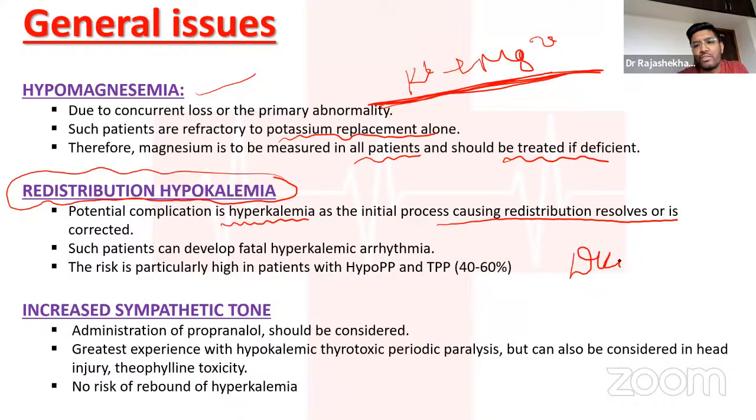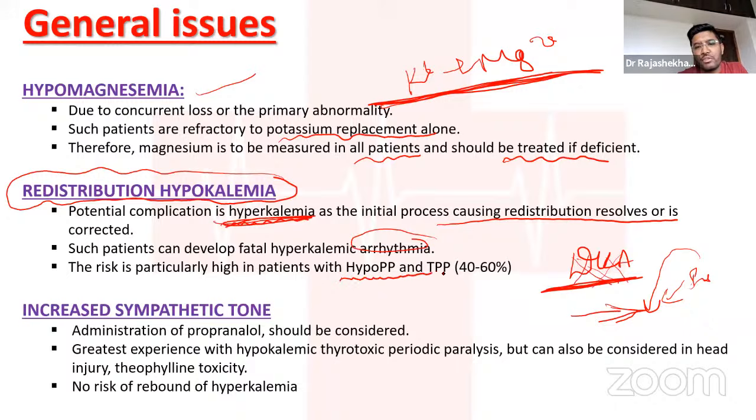So as I told you, in case of DKA, as there is insulin deficiency and acidosis causing the hyperkalemia, as soon as you administer the insulin, more and more potassium is going to move into the cell, which can cause hypokalemia. So as this acidosis is corrected, the basal state is going to appear and can manifest as hyperkalemia. Such patients can develop fatal arrhythmias also, and the risk is particularly high in patients of thyrotoxic periodic paralysis and hypokalemic periodic paralysis.